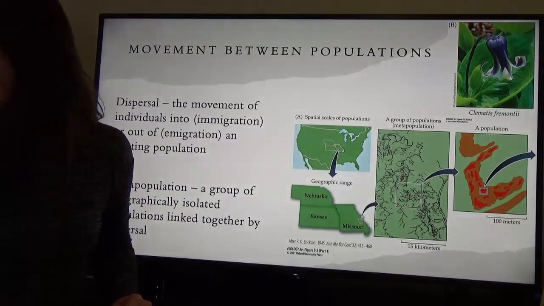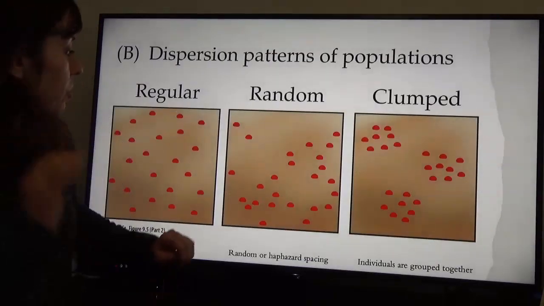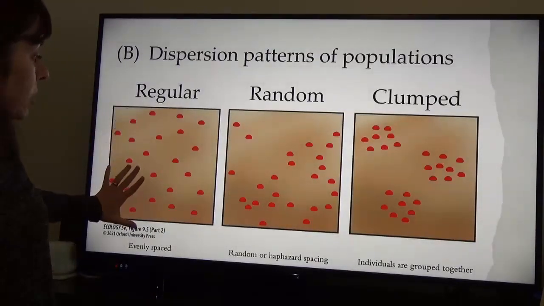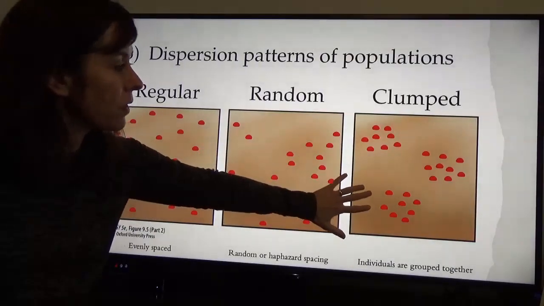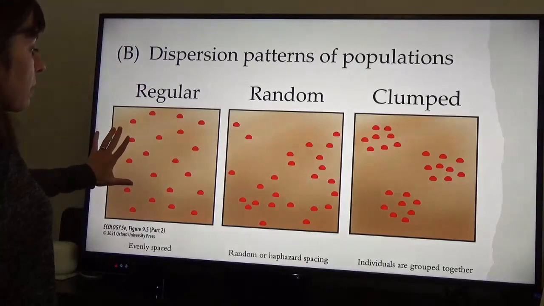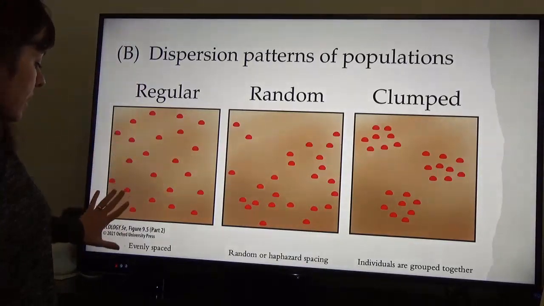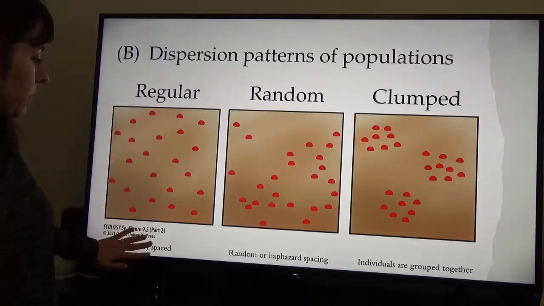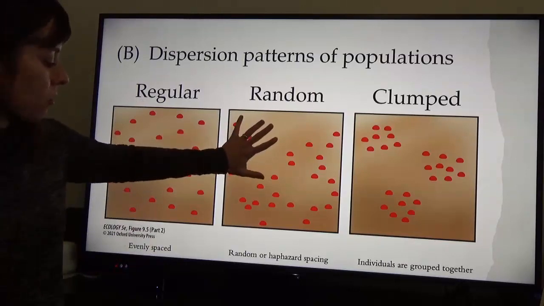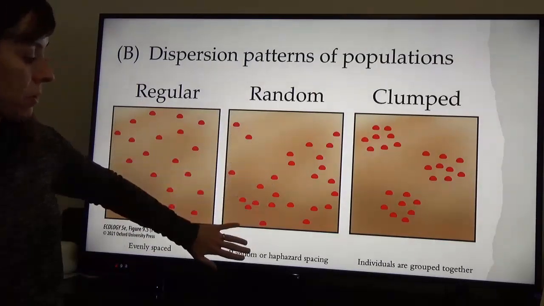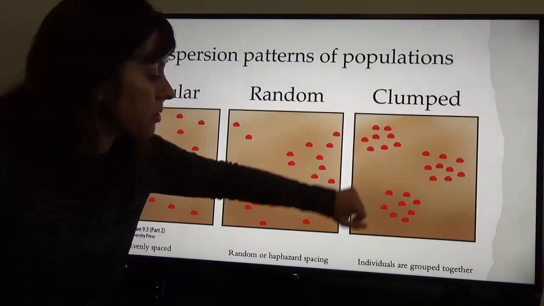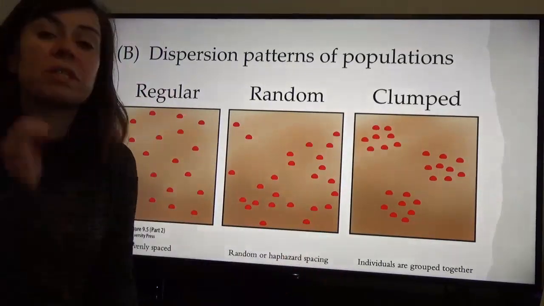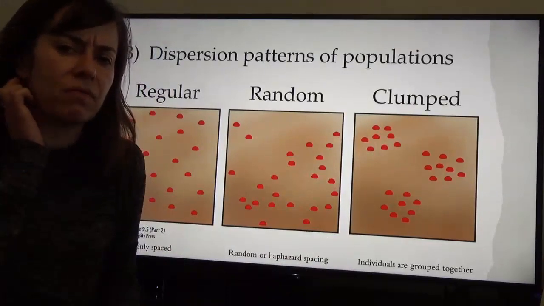Okay, so back to this idea that I introduced a little bit earlier. We have different distributions within populations, and this can be driven by different processes. So again, we've already talked about this a little bit, but this is from your text: a regular or evenly spaced distribution, a random distribution where you have random or really haphazard spacing, and a clumped distribution where individuals are grouped together. And this can be driven by different factors.